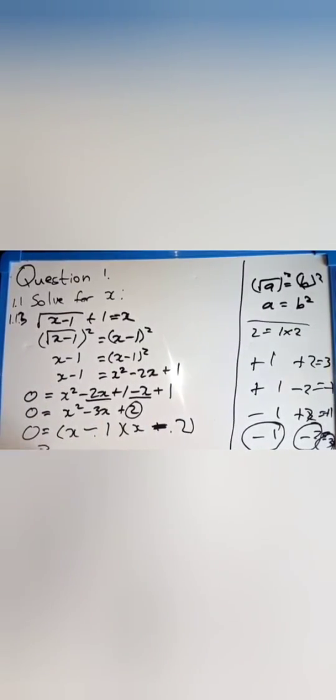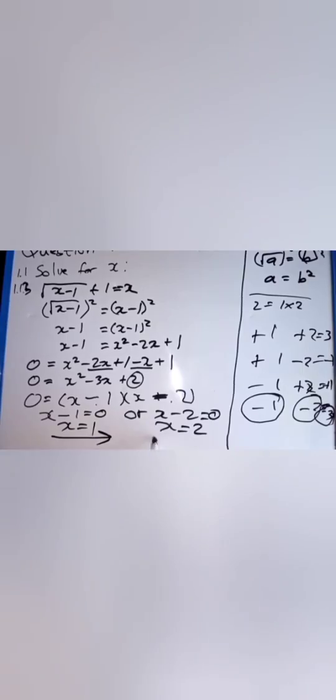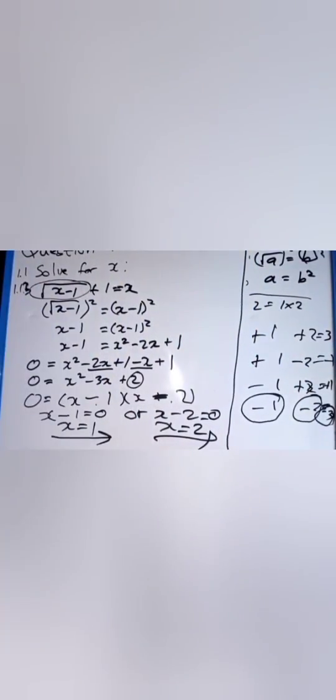So you'll say x minus 1 is equals to 0, or x minus 2 is equals to 0. So x is equals to 1, or x is equals to 2. So that will be the solution for this question here. So if you get it, the trick is what? Knowing how to get rid of the square root, and then everything else becomes easy after that.